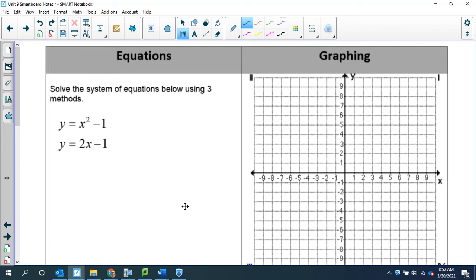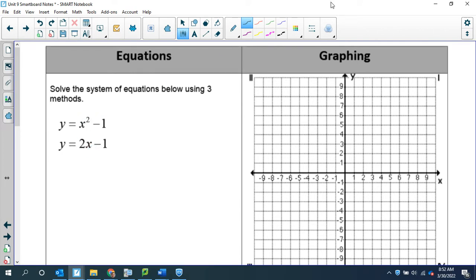All right, we're going to look now at the second page of section 9-6, and now we're going to start getting into ones where they're not both lines. In general, one's going to be a parabola, one's going to be a line, maybe both are parabolas. In this case, I see that it is x squared, so I know this one's going to be a parabola. This is in mx plus b form, so this is going to be a line. So I'm going to have one line and one parabola.